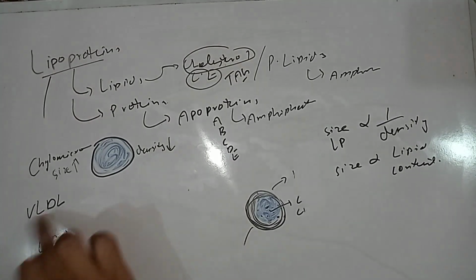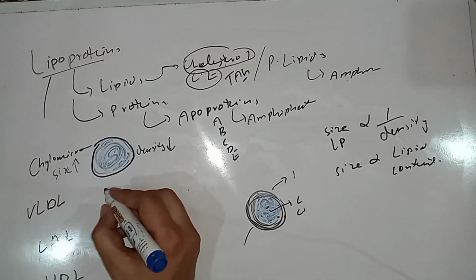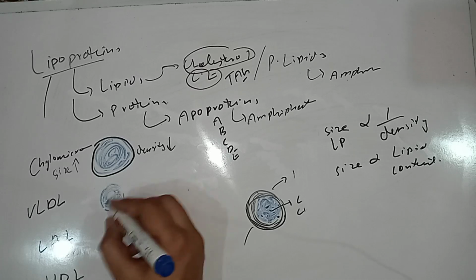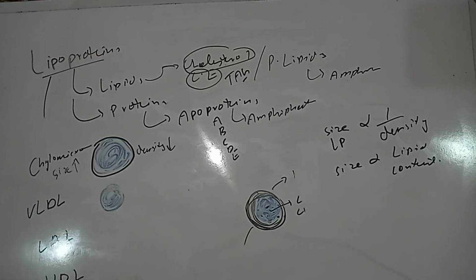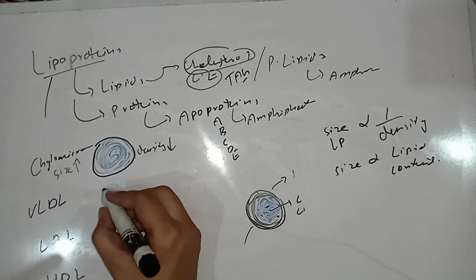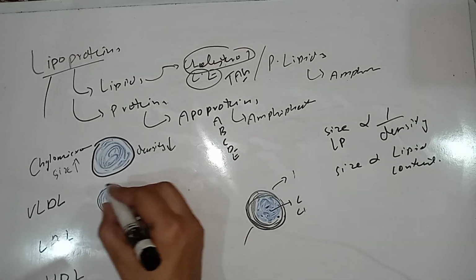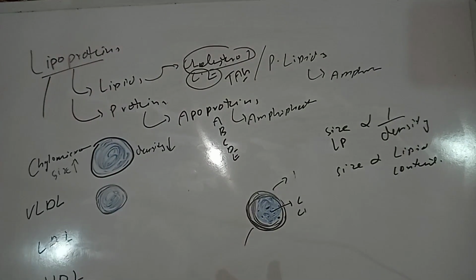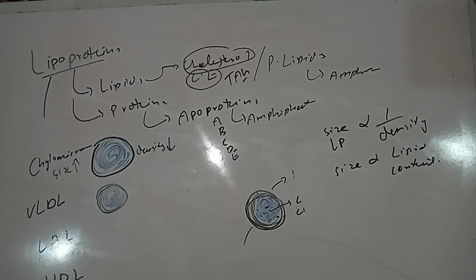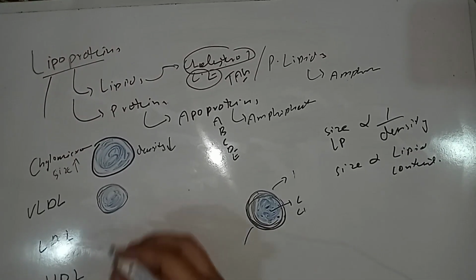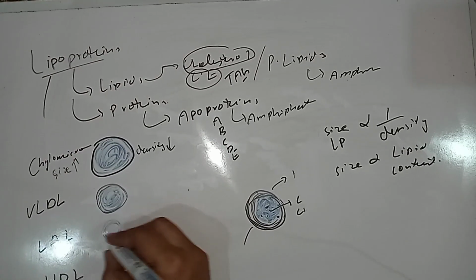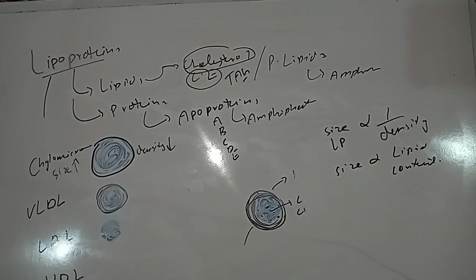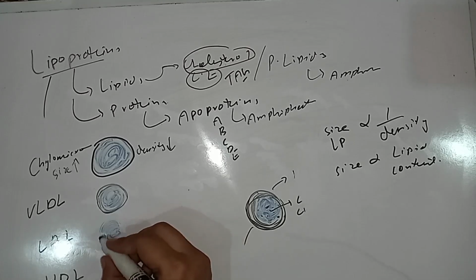Next we come toward very low density lipoprotein. Very low density lipoprotein has a size which is smaller than chylomicron, and it also has low protein content in a similar way. Its density is somewhat greater than chylomicron, and size is lesser than chylomicron. Next we come towards low density lipoprotein. It also has high fat content, and its size is lesser than very low density lipoprotein, and density is greater.